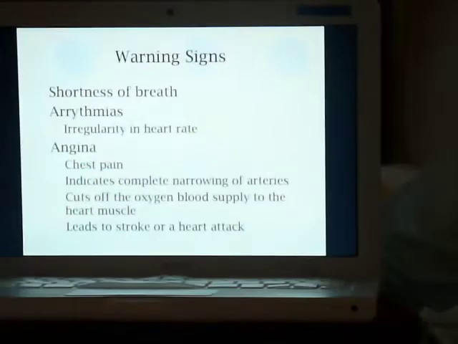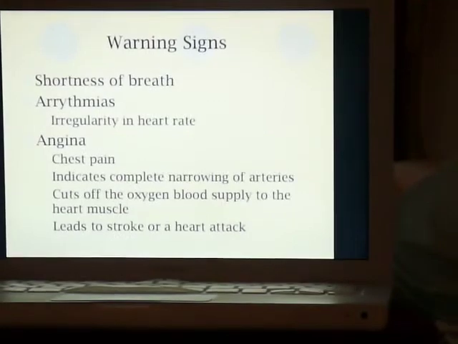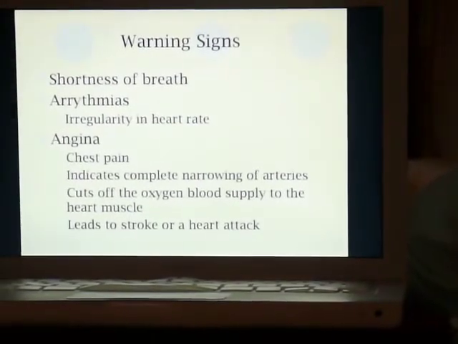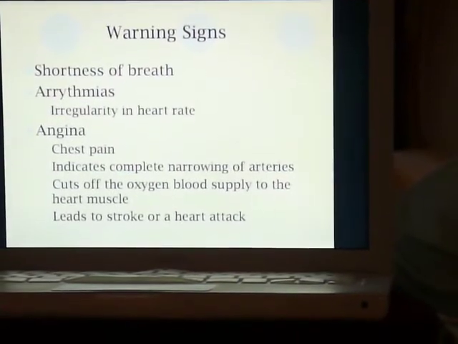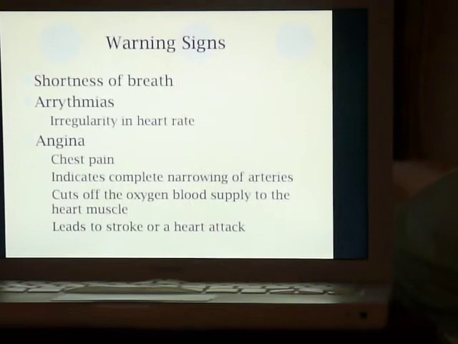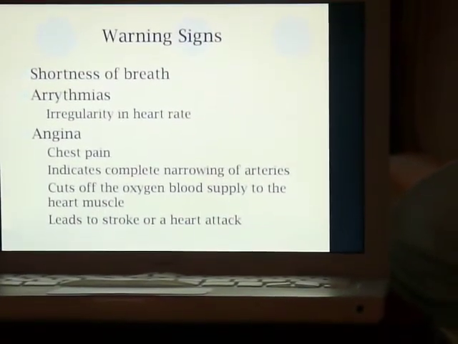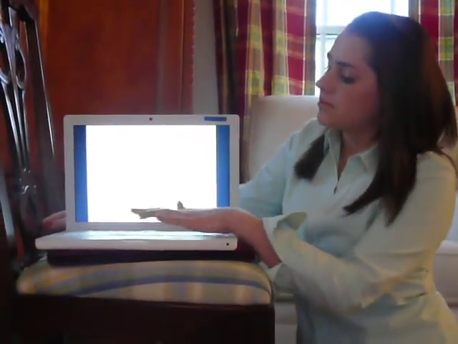Warning signs of coronary artery disease or any type of heart disease include shortness of breath, arrhythmias, which is irregularity in the heartbeat, and angina, which is also known as chest pain. It indicates complete narrowing of the arteries, and it cuts off the oxygenated blood supply to the heart muscle, leading to stroke or a heart attack. Whenever you have an indicative sign of chest pain, you need to call 911 immediately.